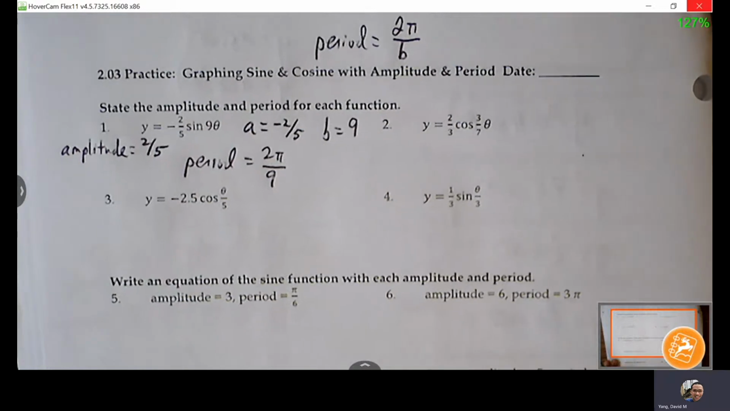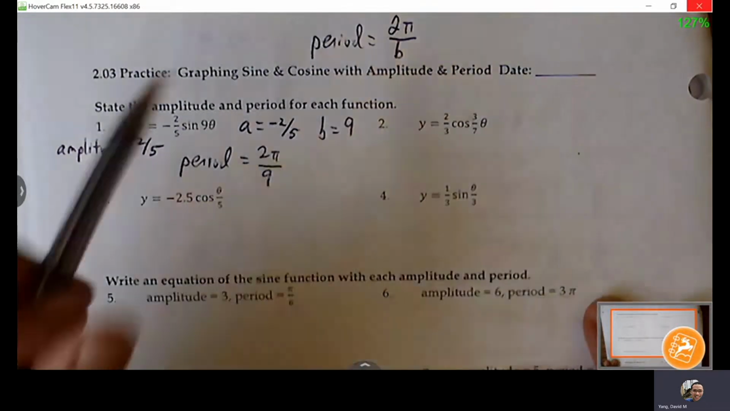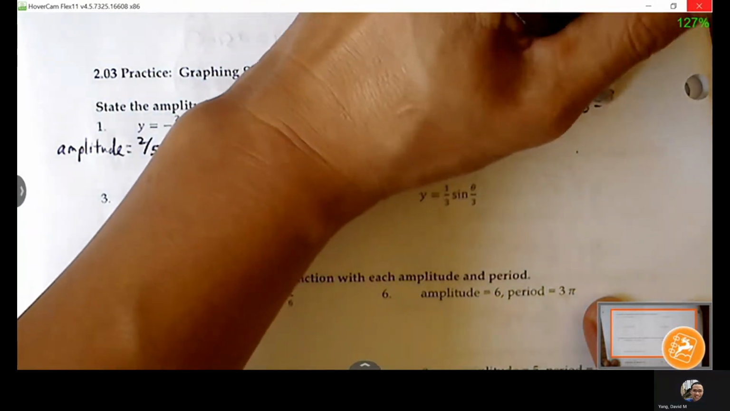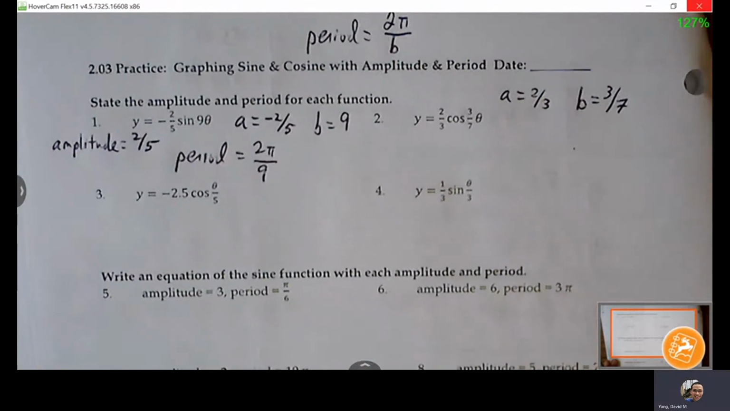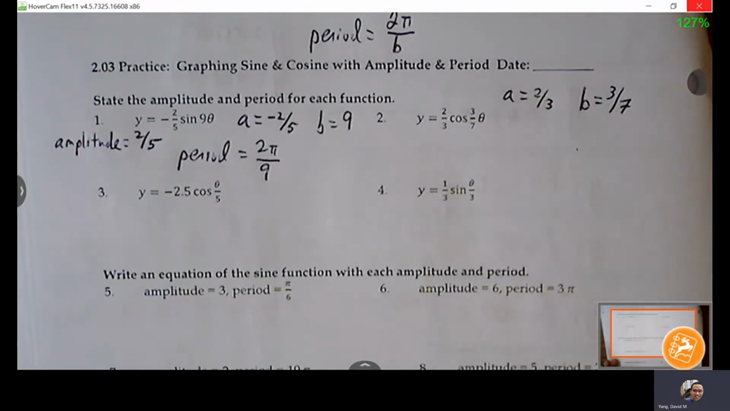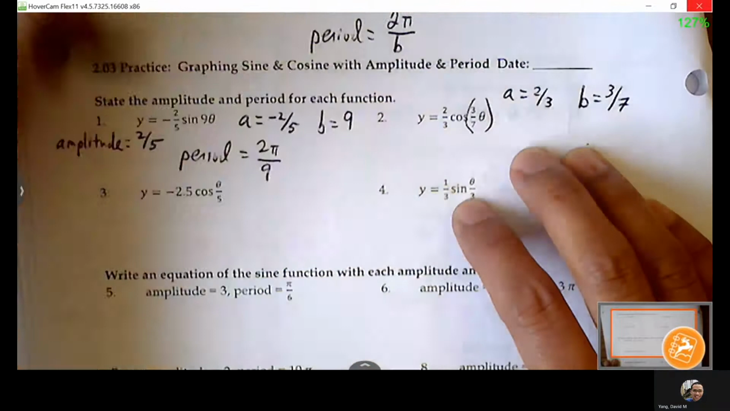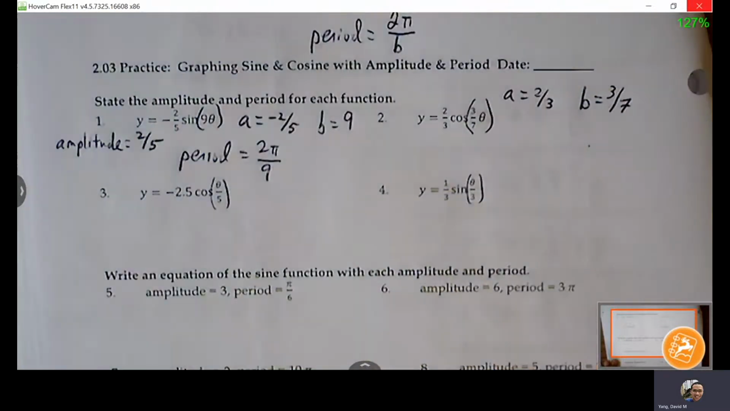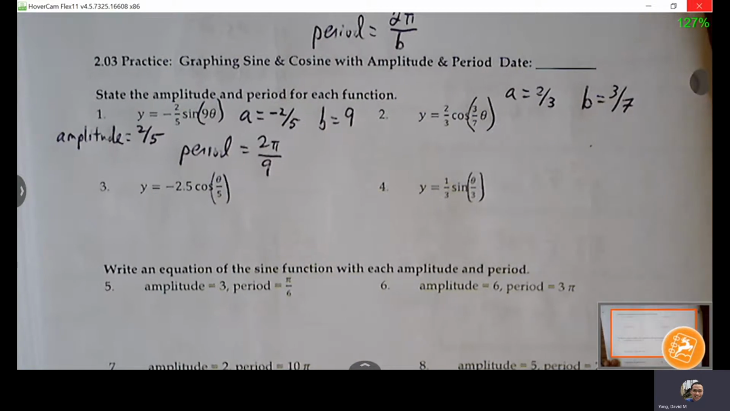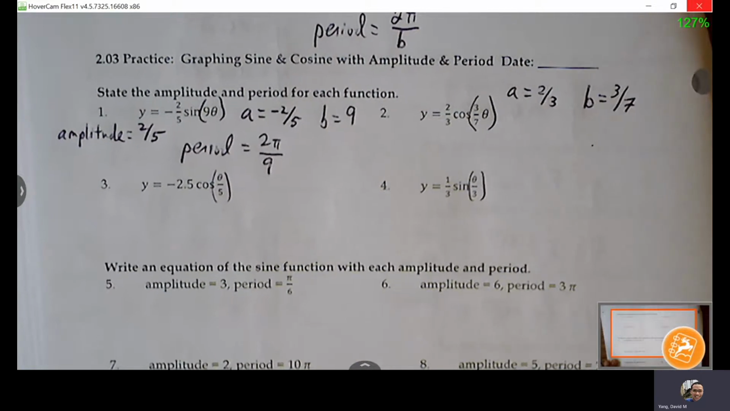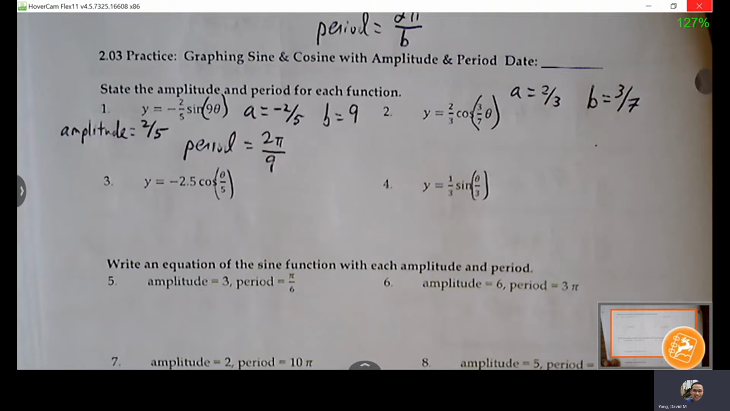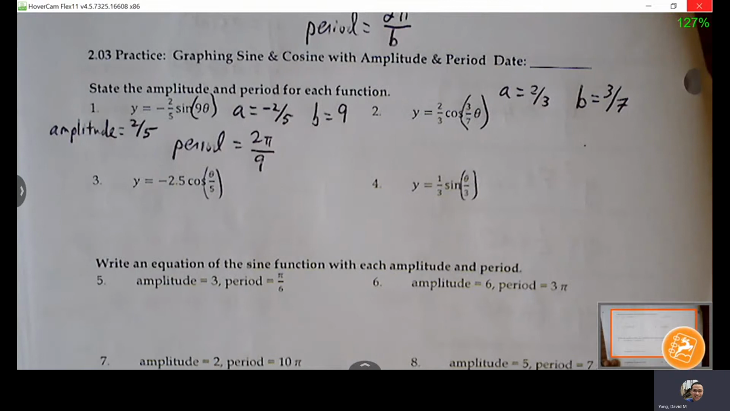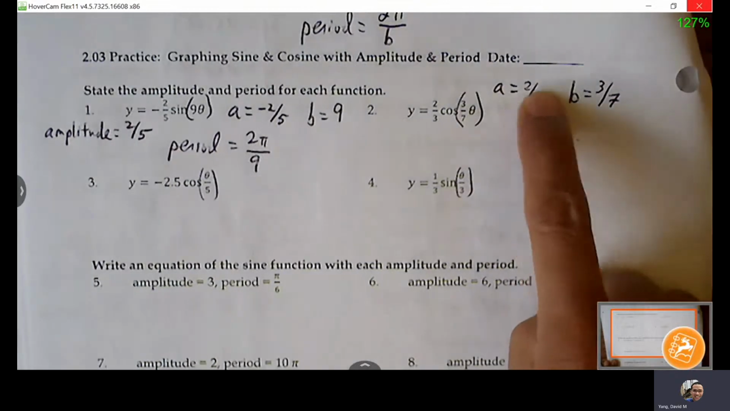Okay, number 2. A is 2/3, B is 3/7. Again, sometimes they don't put parentheses, but I think it's good to put parentheses as a reminder that you're looking at an expression that is inside the trig function. We never want to think of it as cosine times 3/7, right? So that 3/7 is not at the same level as the 2/3. Okay, so amplitude is 2/3.